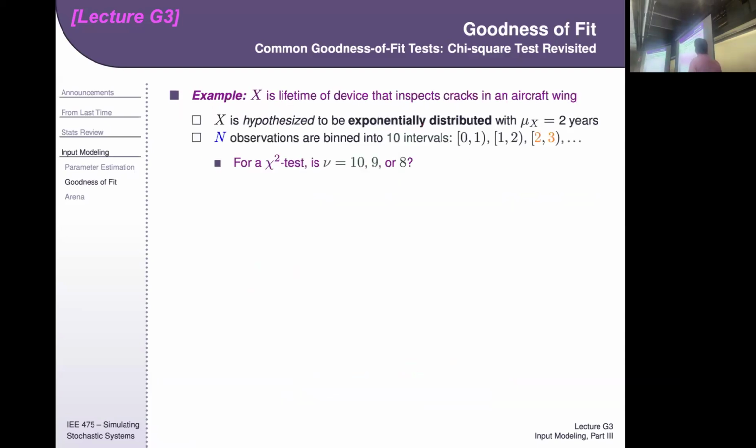Okay, so here's a simple example. X is hypothesized to be exponentially distributed with a given mean. I've binned observations into 10 subintervals. So for the chi-squared test, should the degree of freedom be 10, 9, or 8? How many people think the degree of freedom here should be 10? I started with 10 intervals, so the degree of freedom might be 10. How many people think it should be 9? How many people think it should be 8?